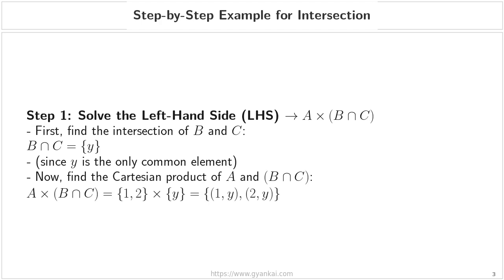Once we have that result, we can proceed to the next part of the left-hand side. We now find the Cartesian product of set A and our new intersection set. This means we take set A, which contains 1 and 2, and pair them with our set containing only y. This gives us our final result for the left-hand side: a set containing the ordered pair (1, y) and the ordered pair (2, y). Keep these results in mind, because in the next slide, we will calculate the right-hand side to see if they match.